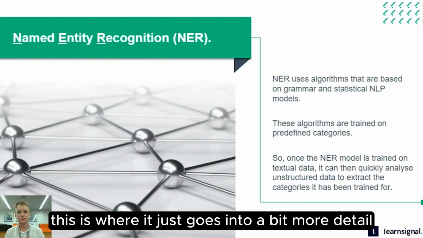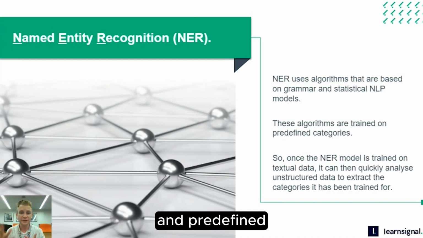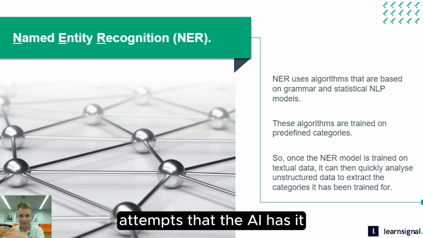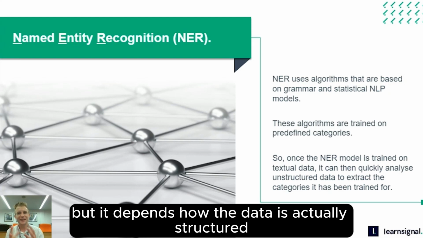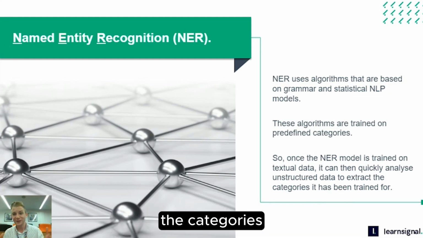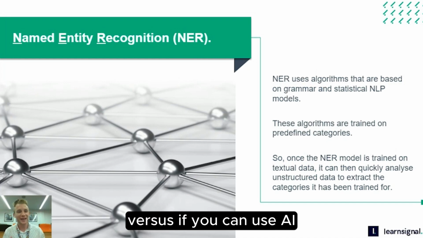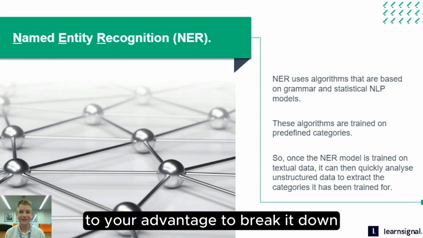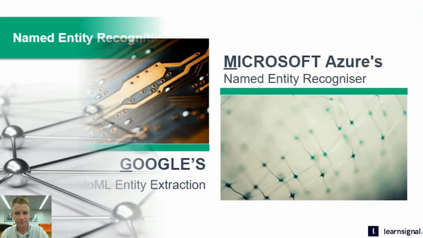This is where it just goes into a bit more detail of the technical aspects, using algorithms and predefined categories that we just looked at. So with names, dates on there, but with more and more attempts that the AI has at it, it actually gets quicker at analyzing. But it depends how the data is actually structured, the categories, what level of detail. But overall, if I was to say to you, go away and have a look through it manually, versus if you can use AI to your advantage to break it down, I think I know which one you guys are going to go for.